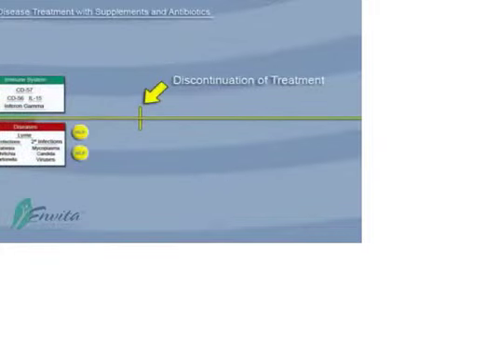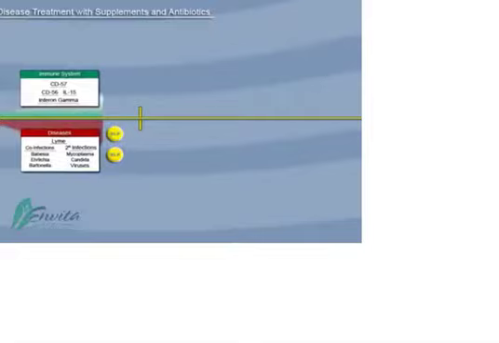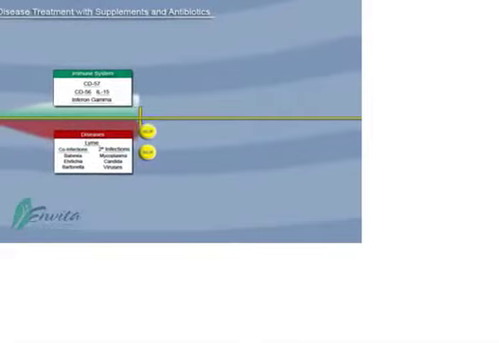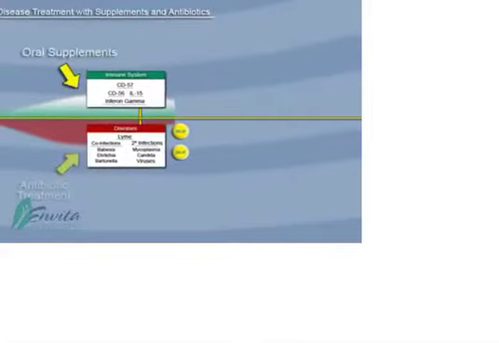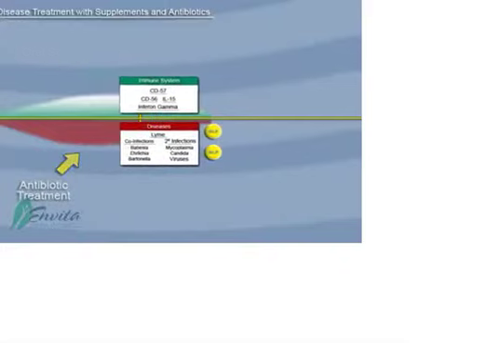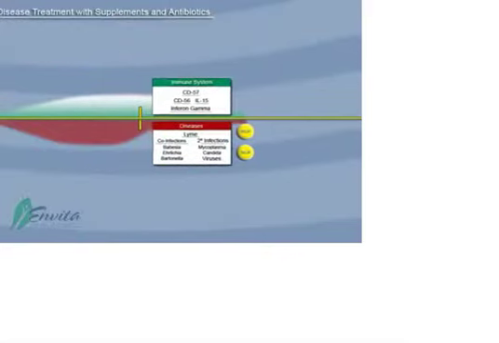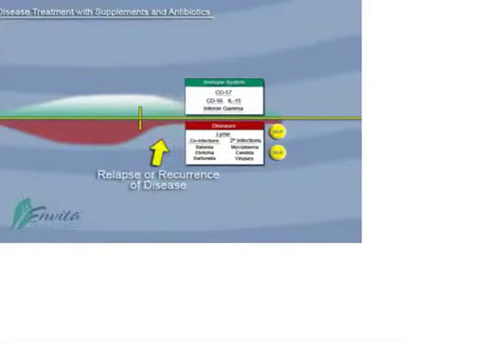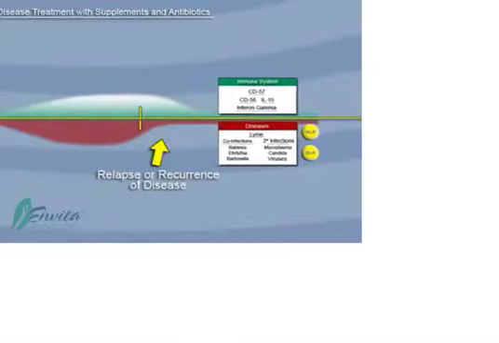In the second scenario, you'll see the patient is using IV antibiotics, dietary herbs, and supplements. The IV antibiotics bring the infection down a little bit, and the dietary herbs and supplements slightly increase the immune system. As in the first example, once the patient stops therapy, we see another relapse.